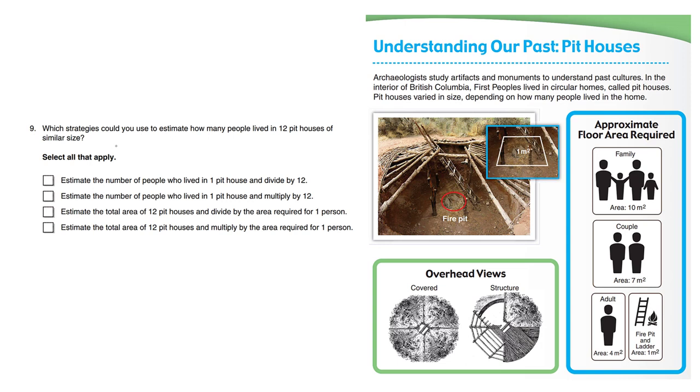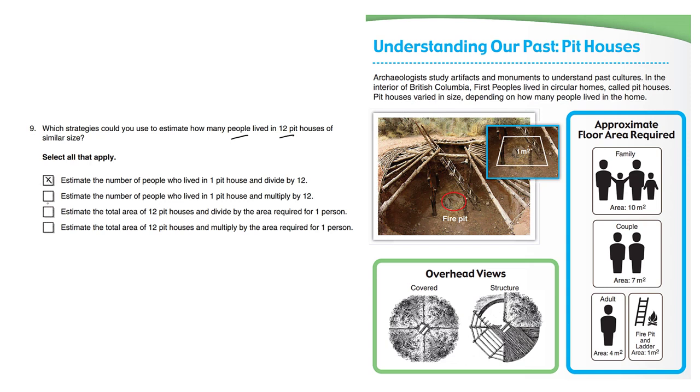Which strategies could you use to estimate how many people lived in 12 pit houses of similar size? So there's going to be a lot of people because there's 12 different houses. The first choice here is estimate the number of people who lived in one pit house and divide by 12. So when you think of one house, perhaps there's 4 people, and you divide by 12, the number is so small this example does not even make sense.